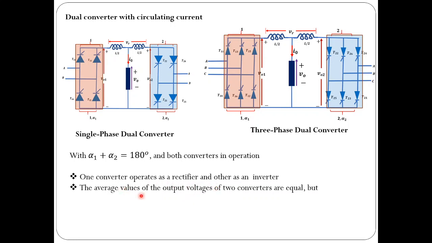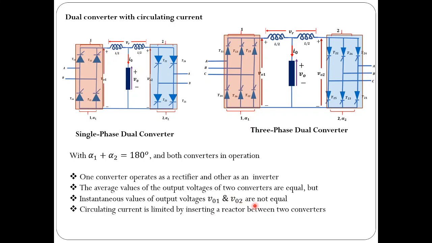The average values of the output voltages of the two converters are going to be equal, but the instantaneous values of the output voltages, V01 and V02, are not going to be equal. Due to this unequal instantaneous voltage across the two converters, we are going to have the circulating current, and that can be limited by the reactor. This is about the operation of the dual converter with circulating current.